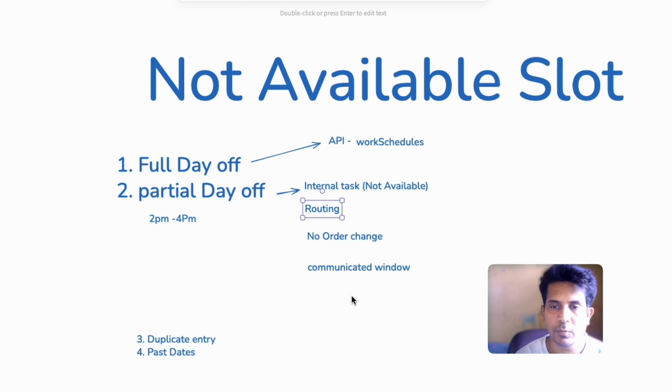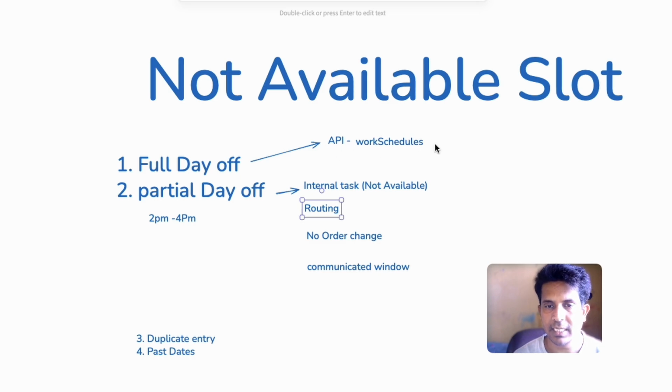Most of the time, when you ask for data from the legacy system and get it in CSV, that data will have a number of duplicate entries. You have to clean the CSV before importing it in Oracle Field Service, because if you call the full day off API multiple times, it will create multiple work schedules. So make sure the entries are unique, not duplicate. In the same way, take care of past dates. Oracle Field Service will not allow any work schedule or internal task in a past date. So you have to clean the CSV file you received from the customer.